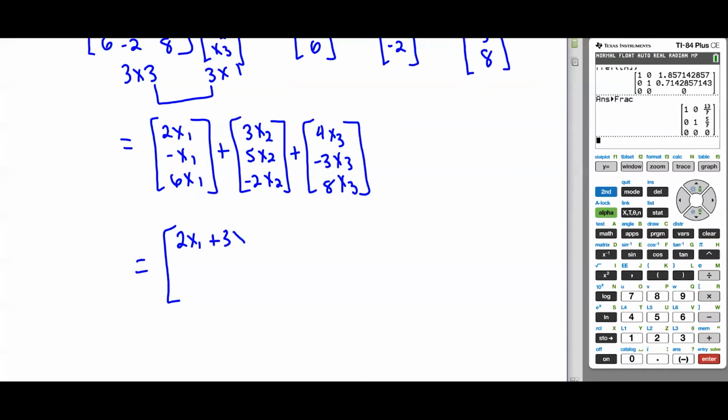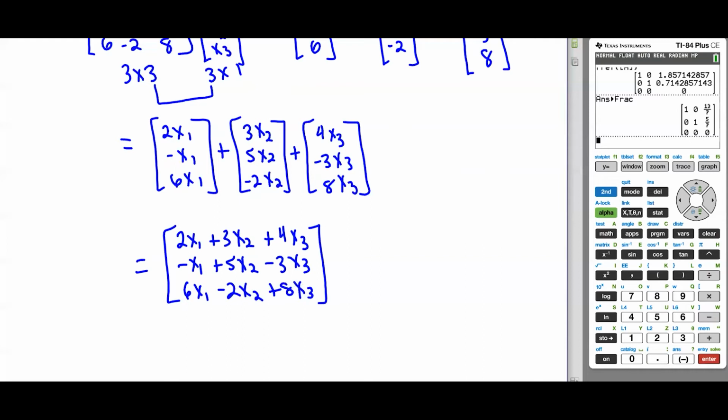2x1 plus 3x2 plus 4x3. It's the first entry. Negative x1 plus 5x2 minus 3x3. The second one. 6x1 minus 2x2 plus 8x3 is the third one. So notice it's still just a 3 by 1 vector. It's 3 by 1 because with these addition signs, this is just one complete entry. And it's the left side of a system of equations, just like we talked about before.